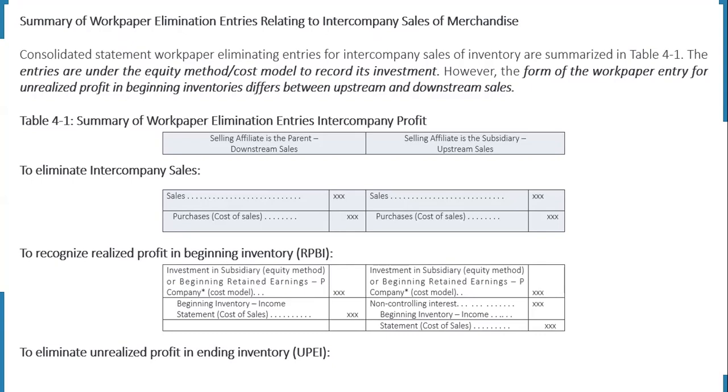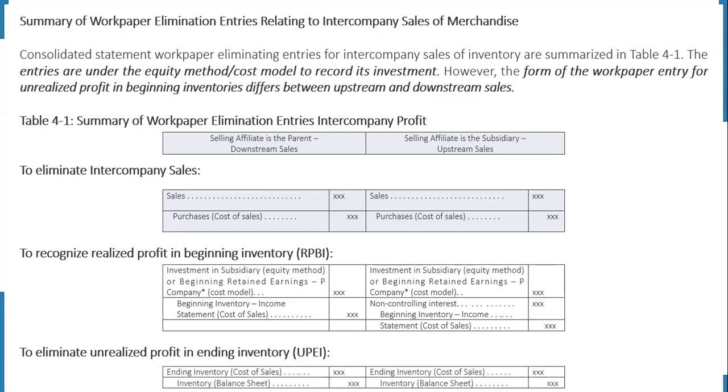If we have the upstream sales, again we debit investment under the equity method, or we debit beginning retained earnings under the cost model. So we have beginning inventory in the income statement and non-controlling interest beginning inventory in the income statement.